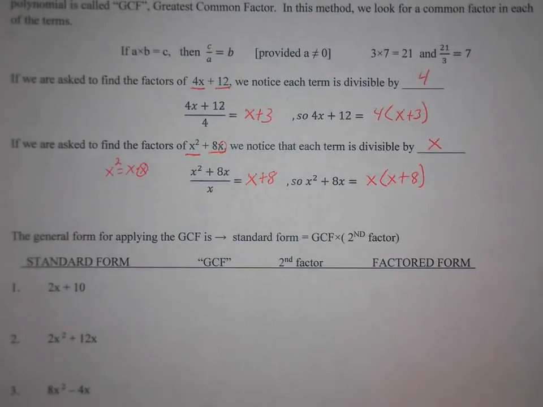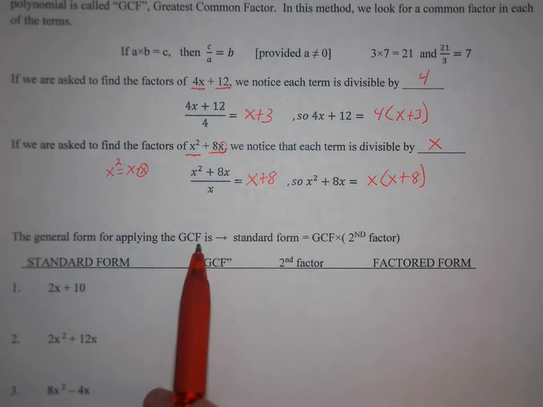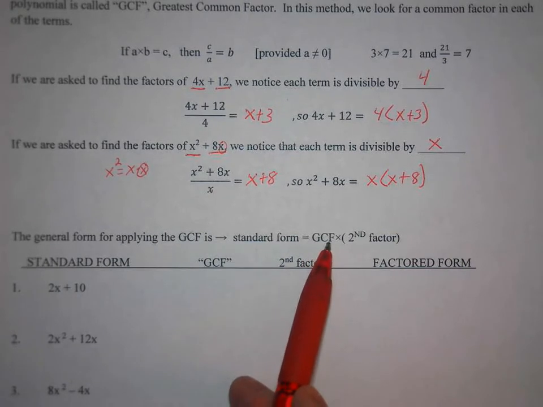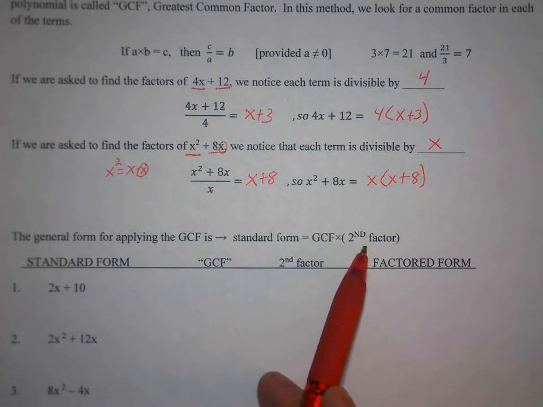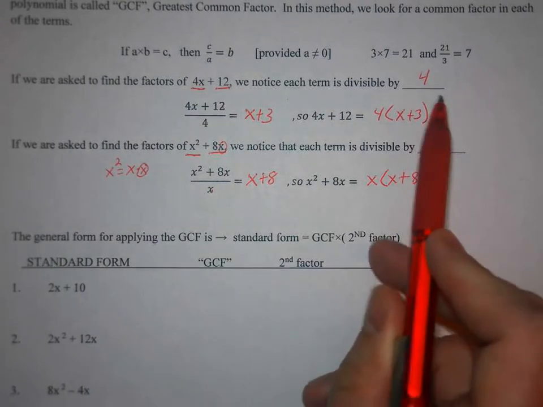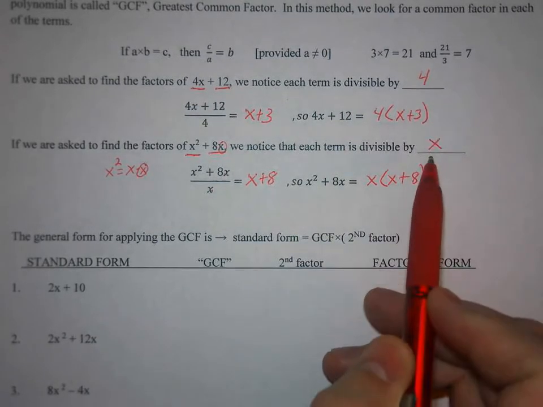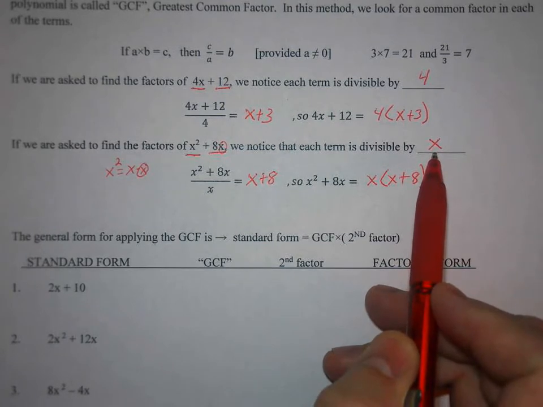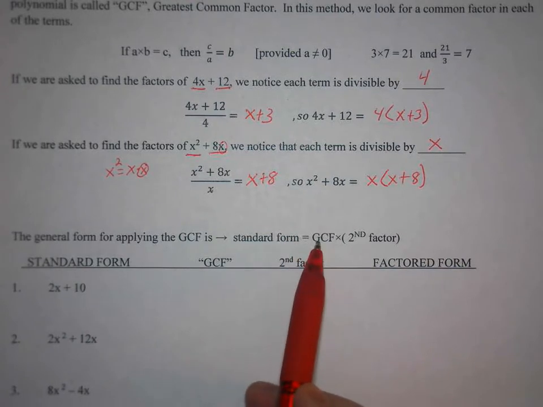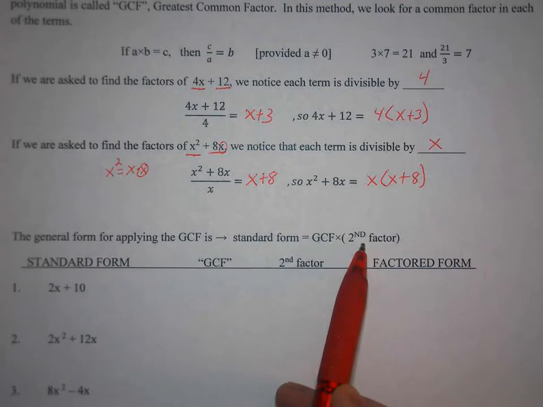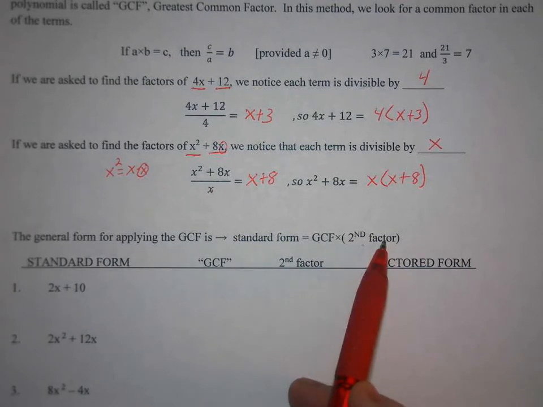Okay, so moving along, the general form for applying the GCF factoring is your standard form equals the GCF times the second factor. So in the first example here, 4 was the common factor, or the GCF, and then x in the second example was the greatest common factor. Notice that both of those went in front of the parentheses, and then what was left over as the second factor went inside the parentheses.